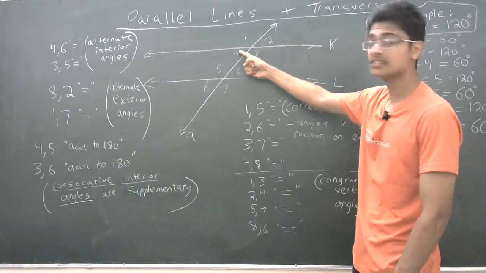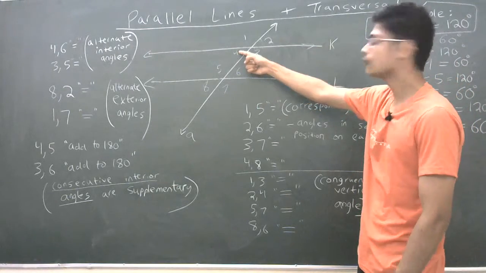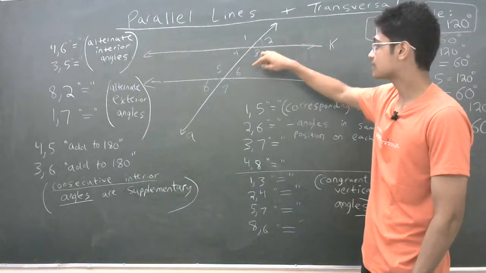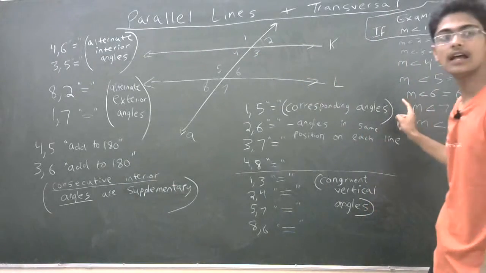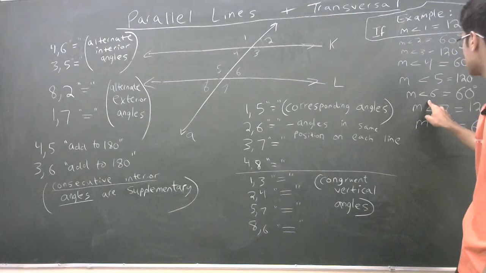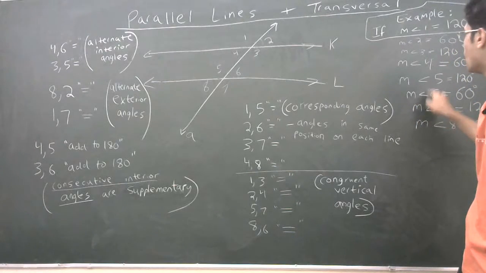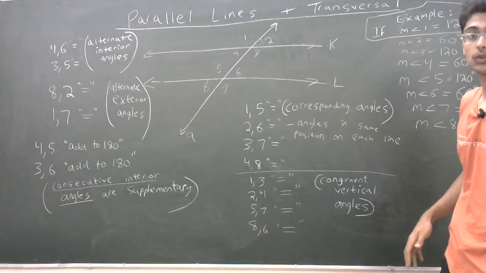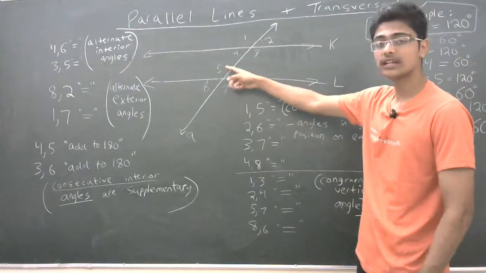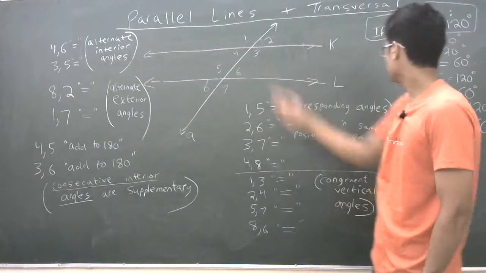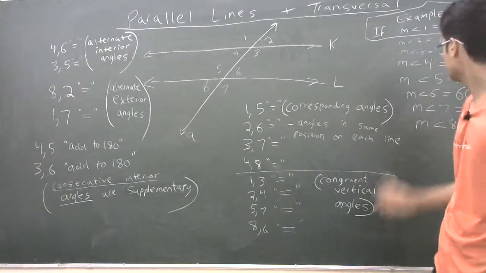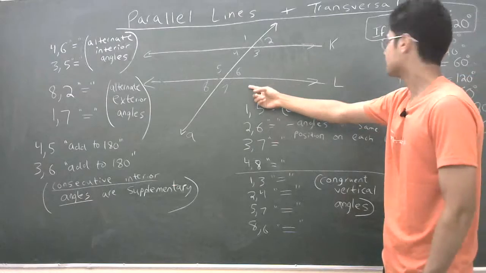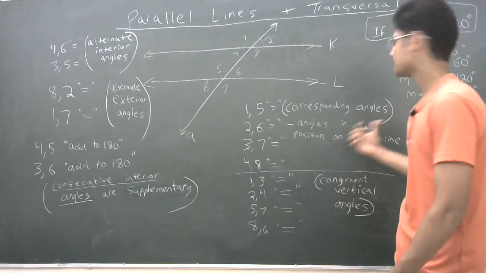Similarly, angle 4 would be 60 degrees. And if angle 4 is 60 degrees, then its alternate interior angle must be congruent as well. Therefore, you can see here that the measure of angle 6 is also 60 degrees, while the measure of angle 5 is 120 degrees, being an alternate interior angle with angle 3. And then similarly, you can see that the measure of angle 7 is 120 degrees and the measure of angle 8 is 60 degrees.